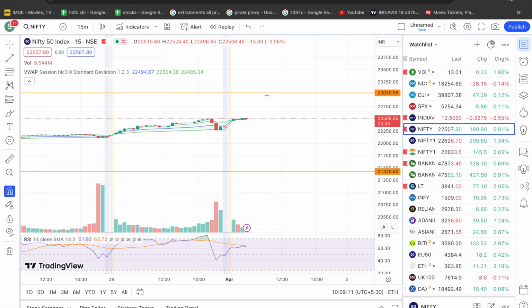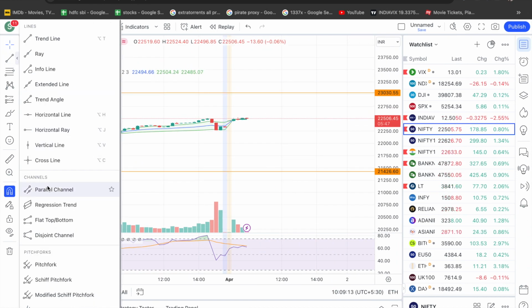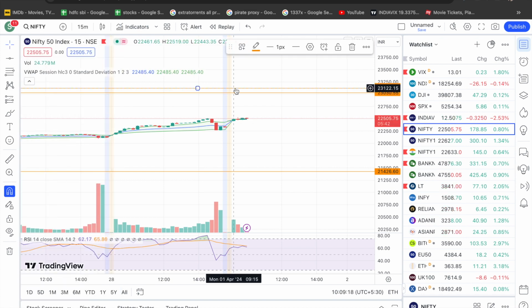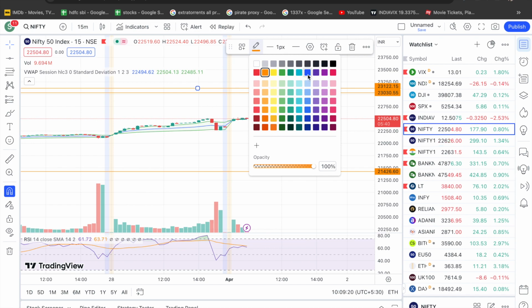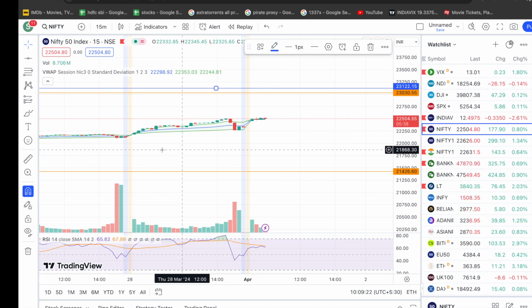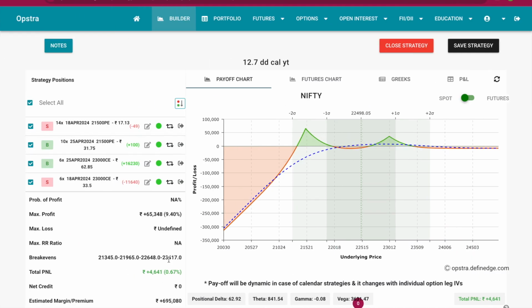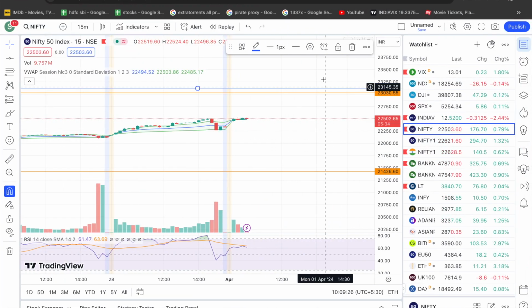Before going, we'll just plot these levels. So we'll take the green horizontal line and we'll plot these levels. So we'll be making it a little bit of blue. Okay. So here the upper end is basically 23,400.